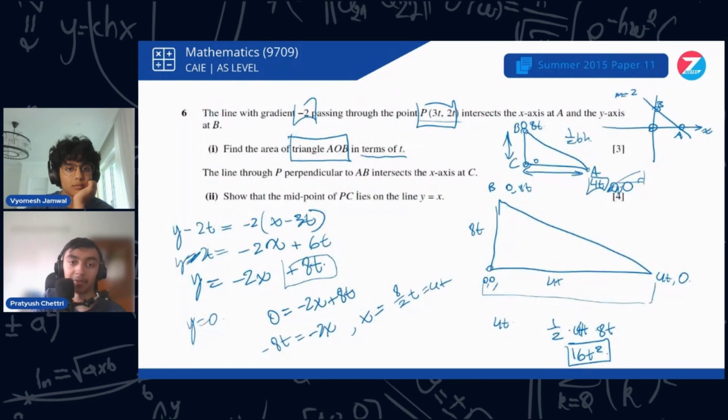And we still have the other question: midpoint of P to C. Where's C, it asks? It's where the line through P, perpendicular to AB, intersects the x-axis at C. One second. Does it not have the mark scheme on it?